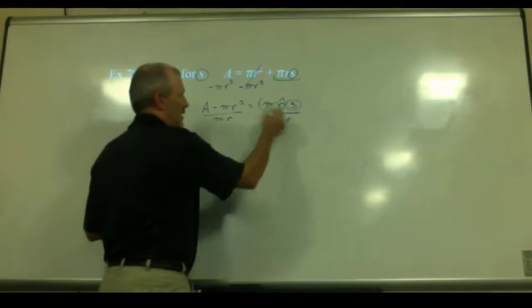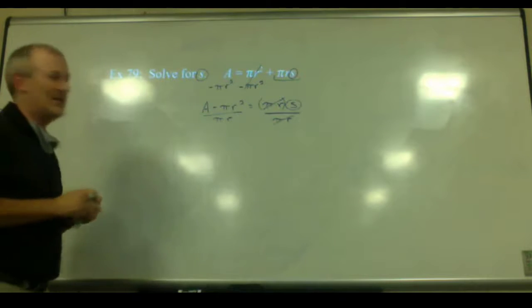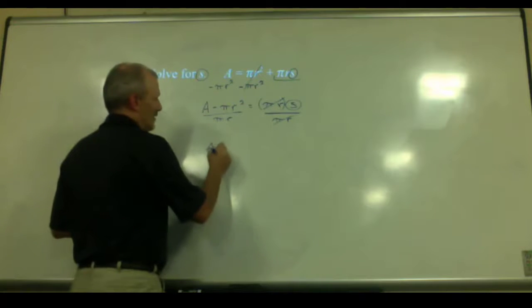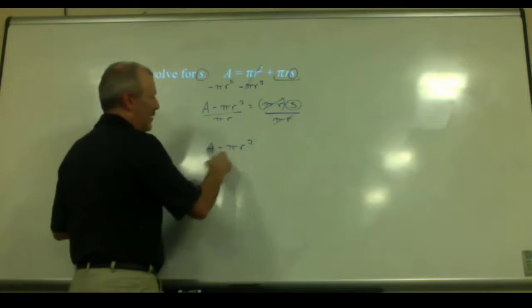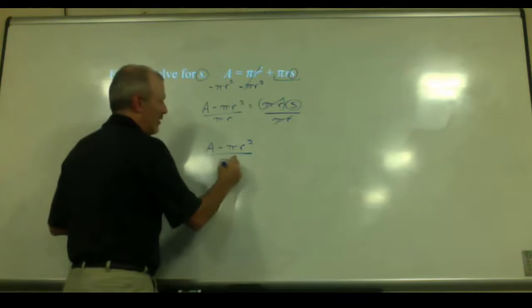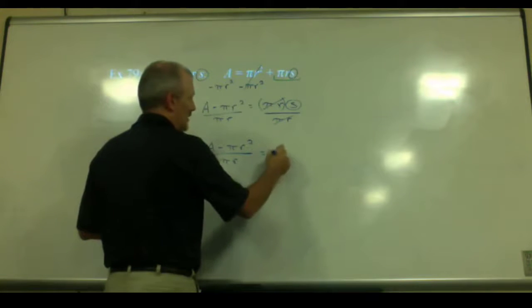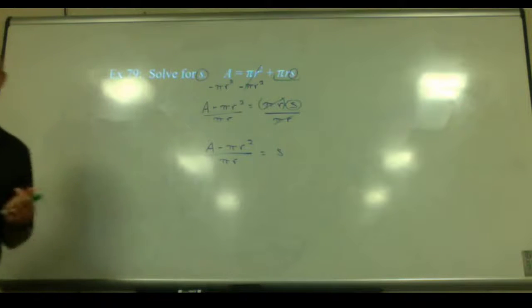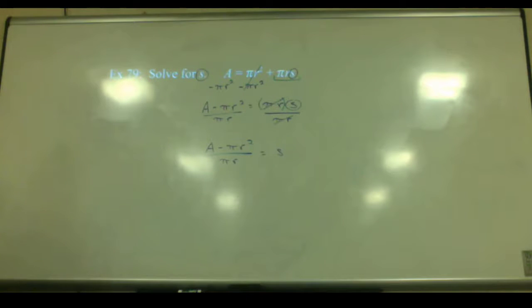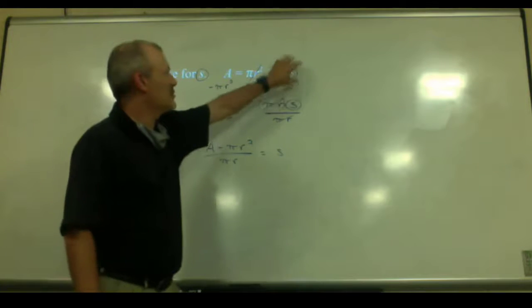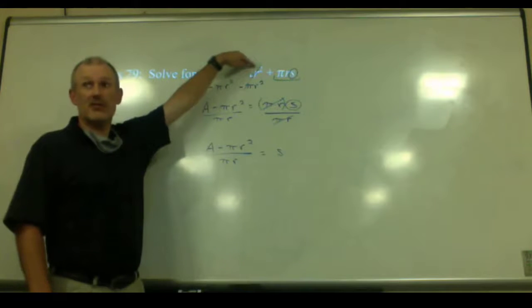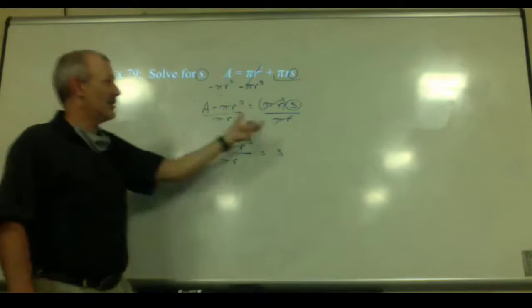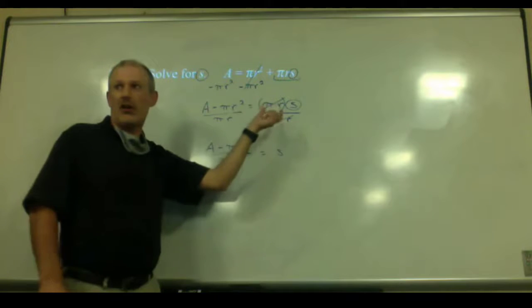And on this side, that number cancels with itself, right? So we've got s equals a minus pi r squared divided by pi r. And then once that s is by itself, we know we're done. But you do have to think about what's grouped together. That's why, right away, the pi r was grouped together. We had to get rid of the pi r squared first. And then once that's gone, we can deal with this and get rid of the pi r.